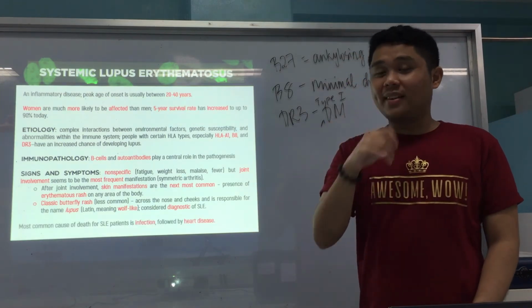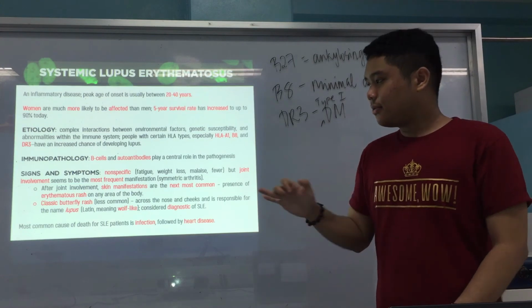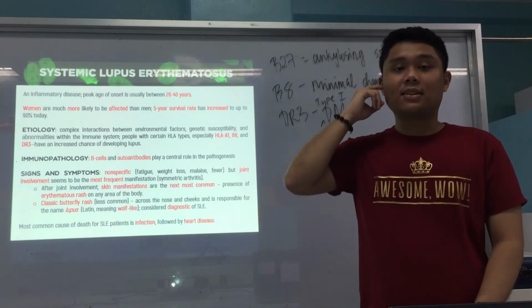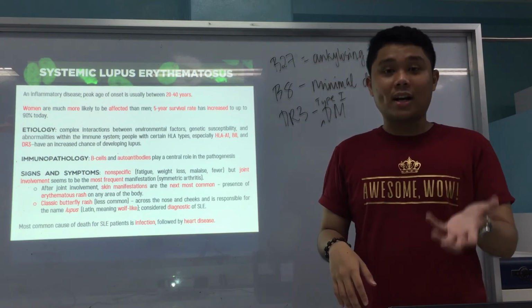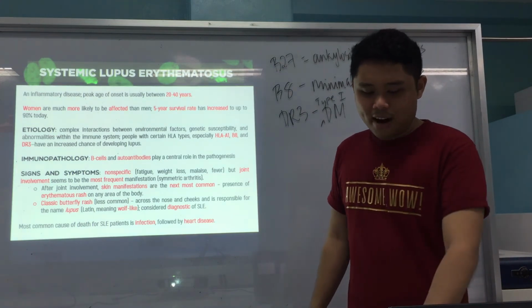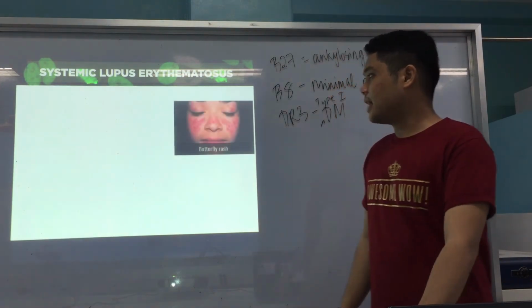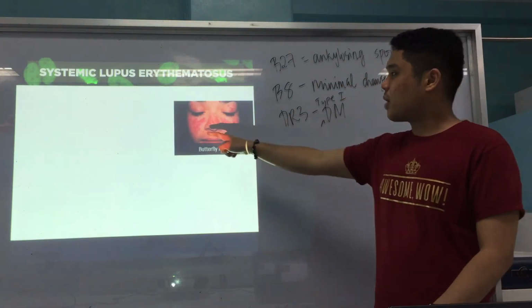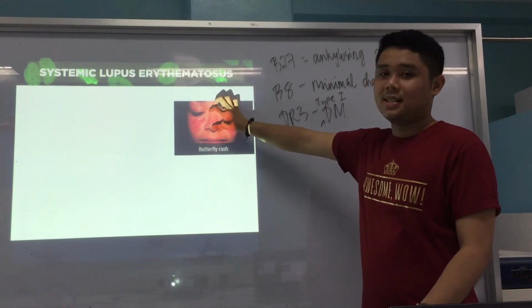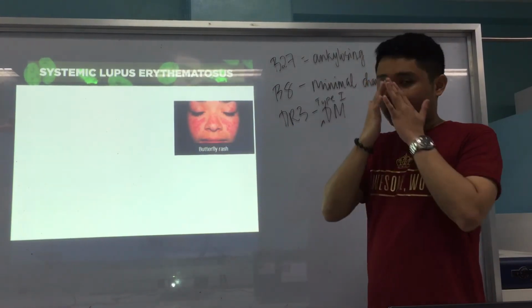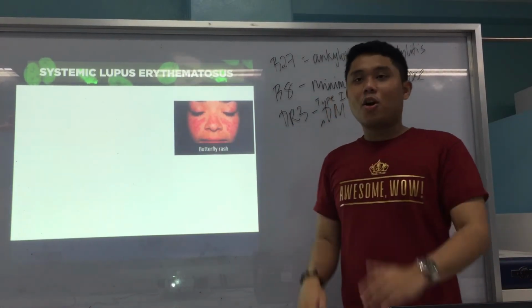And the most common cause of death is infection, followed by heart disease. So there is involvement of everything, multi-organ or systemic. Here's an example of a butterfly rash. As you can see, it's red. It resembles a butterfly. So these are the wings, this is the body. So again, pathognomonic, diagnostic of SLE.